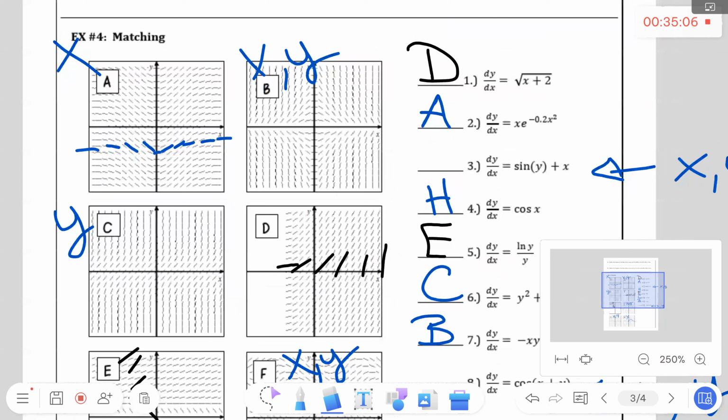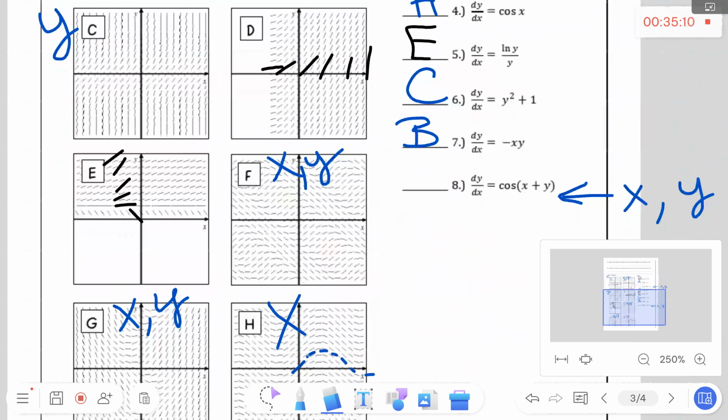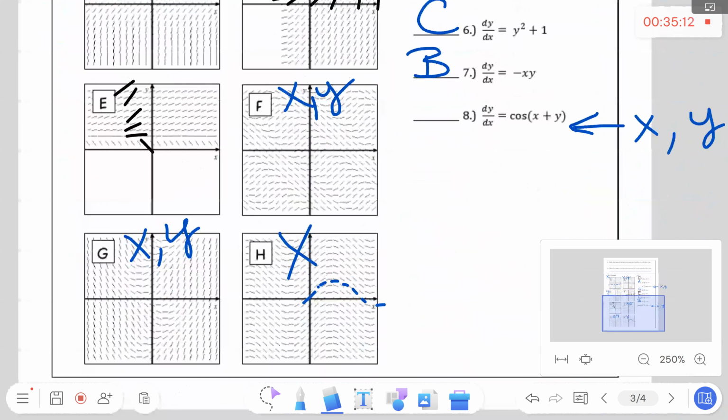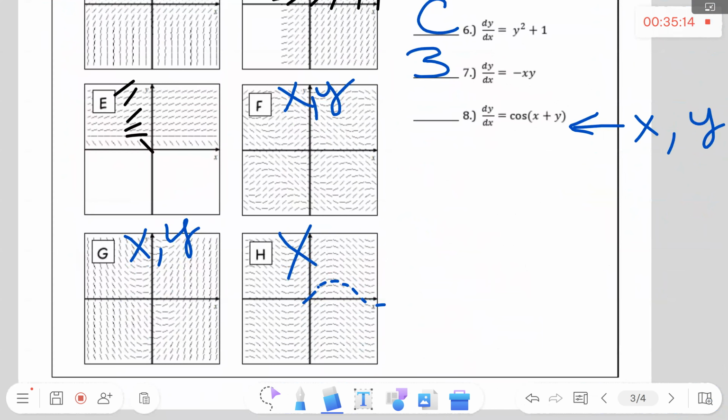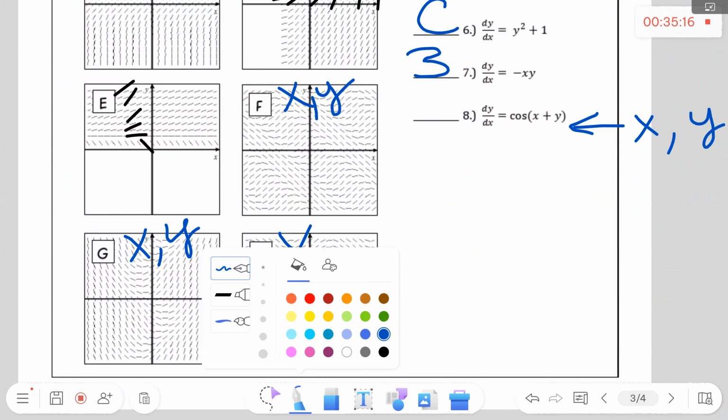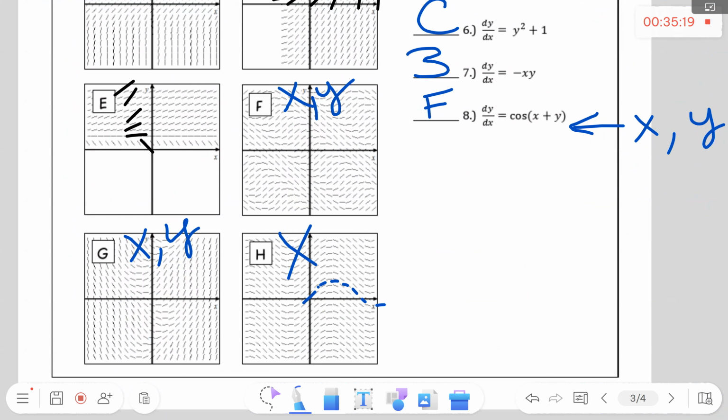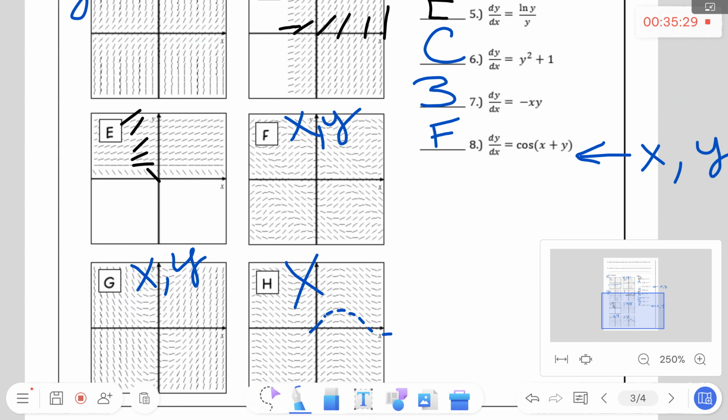This one, the trig function only affects the Y direction. This one, the trig function affects the X and Y direction, which makes it diagonal. What if it was like x and negative y? X and negative y, I'd probably just flip it. And so by process of elimination, that leaves G.